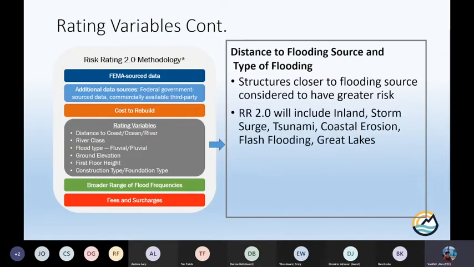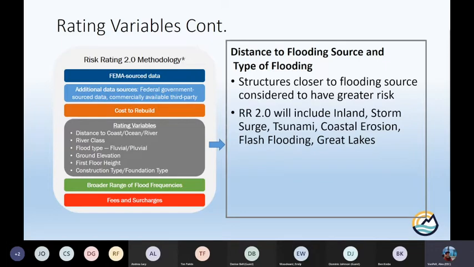The other thing Risk Rating 2.0 is including now is, rather than just riverine flooding and coastal flooding, they're going to be looking at things like inland flooding, storm surge, tsunamis, coastal erosion, flash floods, and Great Lake flooding. So there's a lot more different risk types that are going to be considered. A lot of these aren't necessarily going to apply to us in Kentucky. Storm surge, tsunami, coastal erosion, Great Lakes, those aren't going to apply. But the ones that absolutely are going to apply are things like inland flooding or flash flooding, which weren't previously calculated into premiums.